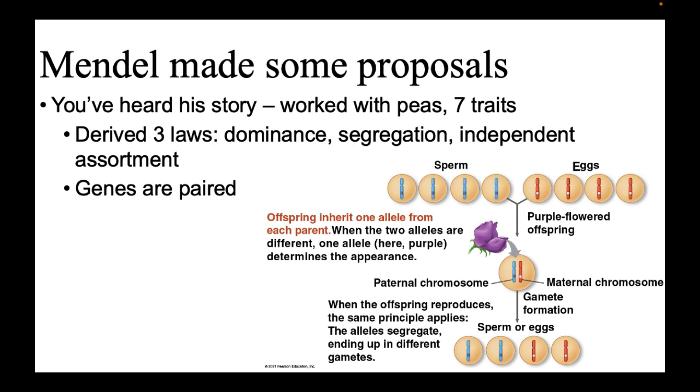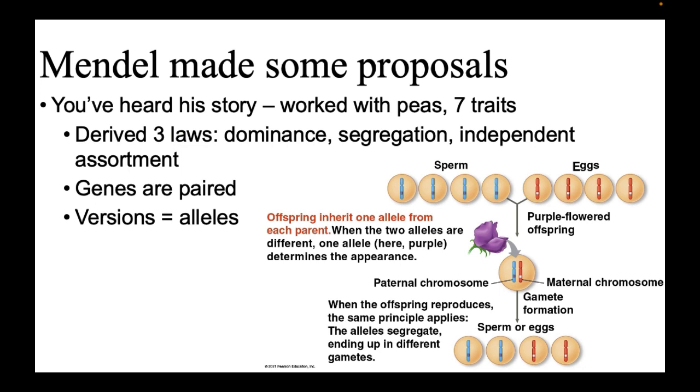So, what he noticed with these 3 laws is genes have to be paired up. We know this because you have a copy from mom and a copy from dad. We ultimately said that you can have versions of your genes, and we call those versions alleles.